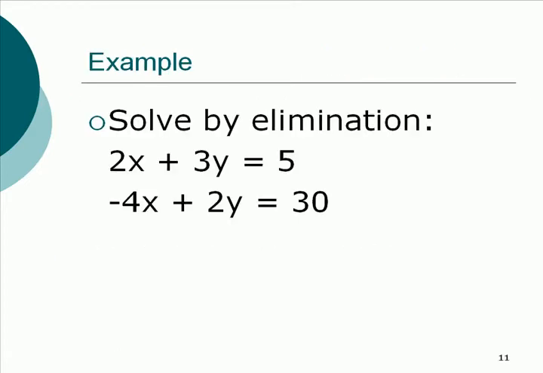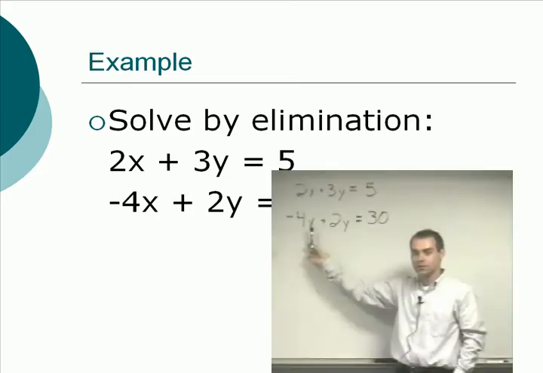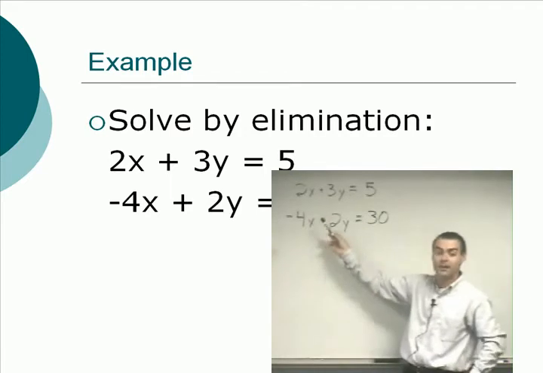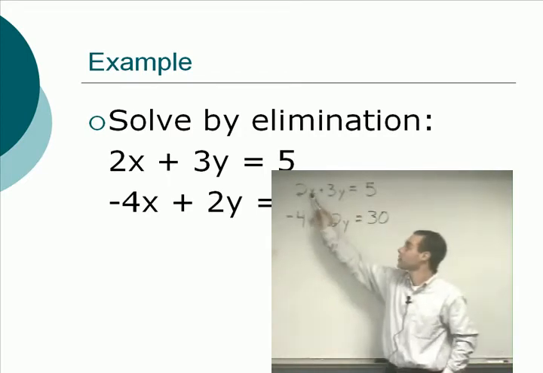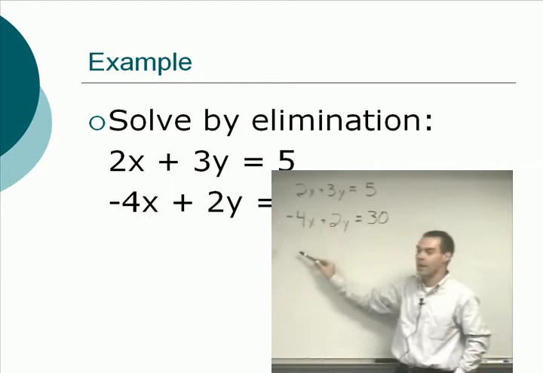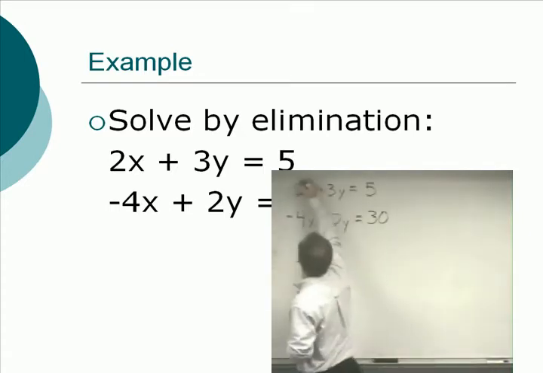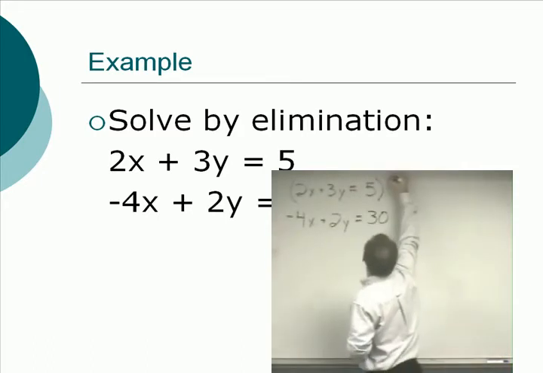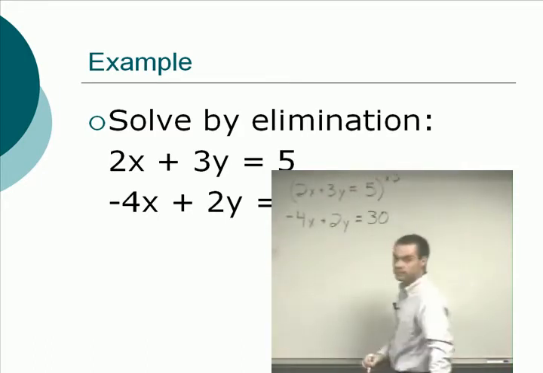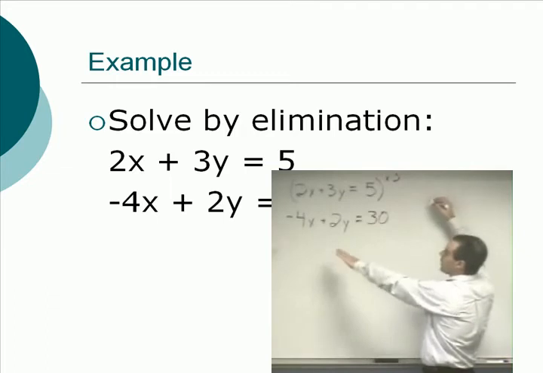In the bottom equation, we have negative 4x. The top equation, we have 2x. What can we multiply the top equation by so that all the x's will cancel with the bottom equation? Positive 2, actually, because then I'll have positive 4x and negative 4x, and when I add them up, they'll be gone. So I'm going to take this top equation and multiply the entire thing by 2, because I'm choosing to eliminate x.